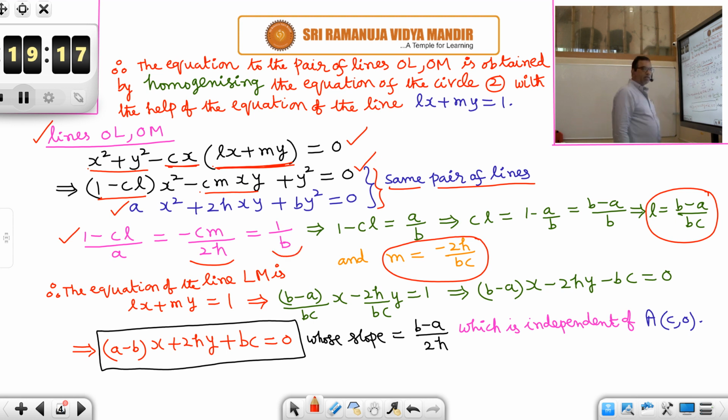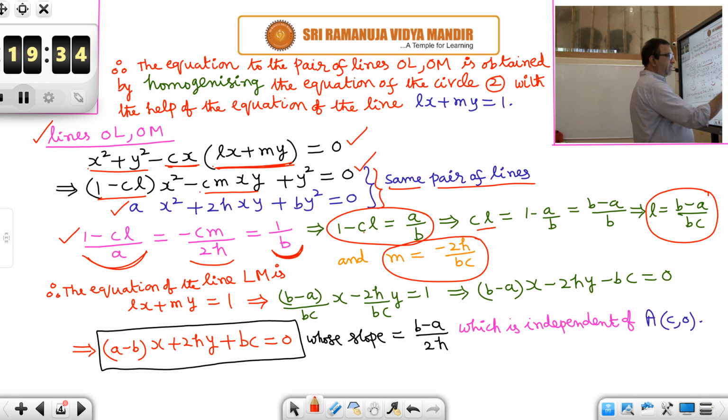So from this we have to find the values of L and M. So first and last I equate: (1 minus CL) by A is equal to 1 by B. So from that I will get 1 minus CL is equal to A by B here, and from that CL is equal to what? 1 minus A by B. 1 minus A by B means (B minus A) by B. So CL is equal to (B minus A) by B, means what is L? L is (B minus A) by BC.